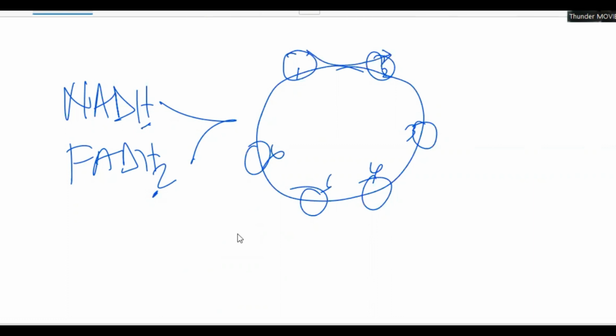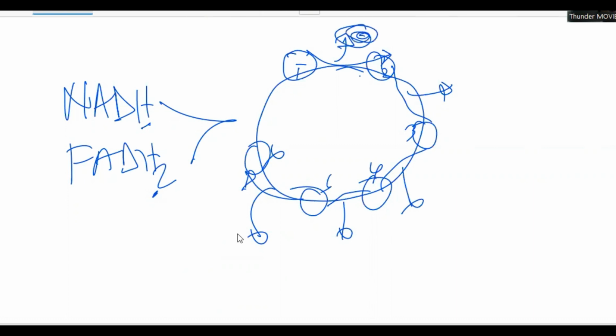As it moves from 1 to 2, energy is released. From 2 to 3, energy is released. From 3 to 4, energy is released. From 4 to 5, energy is released. From 5 to 6, energy is released. Now, this energy which is released here is used to add ADP plus inorganic phosphate to form what? ATP.